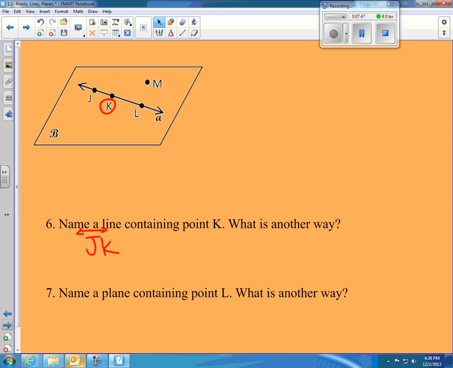Then number 7 says name a plane containing the point L. Well, here's our point L. What's another way? Okay, naming a plane. Naming a plane says using 3 points not on the same line. Well, if I have L and I choose J, I can't choose K because they're on the same line, and there's only one other point. So I'm going to pick M. So we have plane J, L, M.